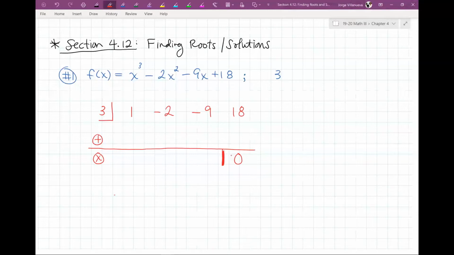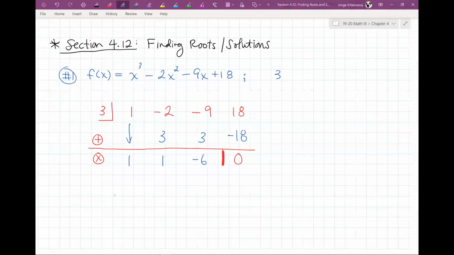All right, so let's do the work here. I'm going to drop the 1, and 3 times 1 is 3. Then I add: -2 plus 3 is 1. And 3 times 1, again, is 3. I'll add those two together: -9 plus 3 is -6. And 3 times -6 is -18. And when you add 18 plus -18, we get 0. So sure enough, 3 is a solution. They said it was, and it is.